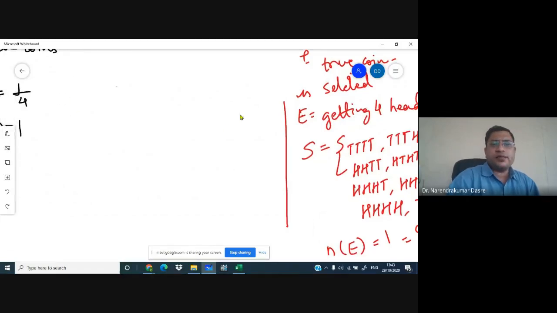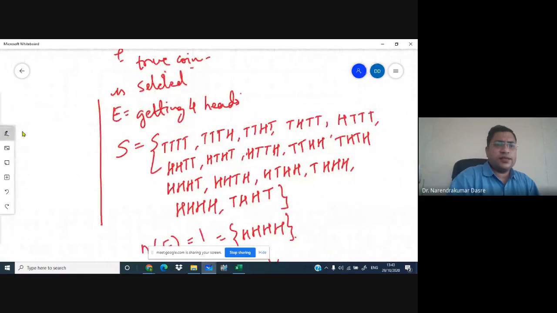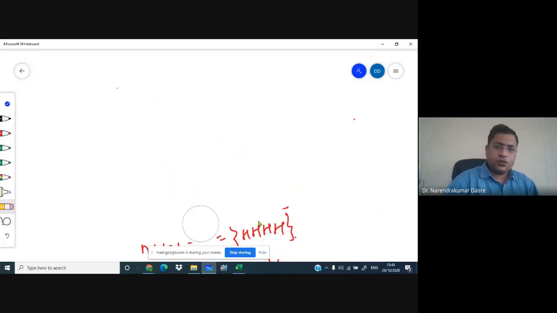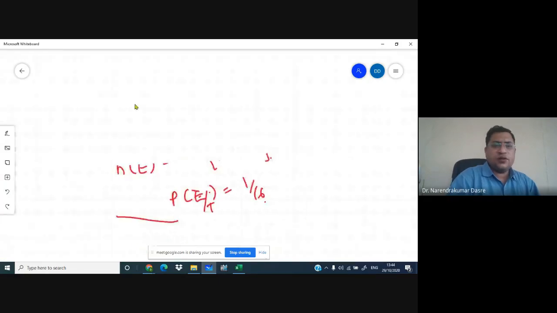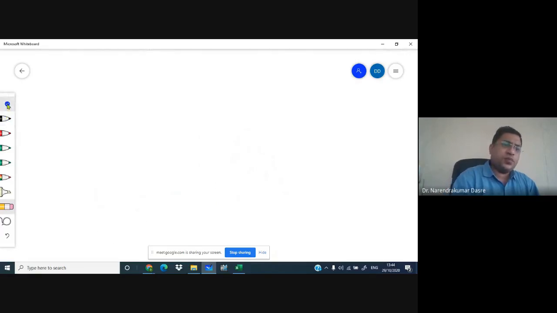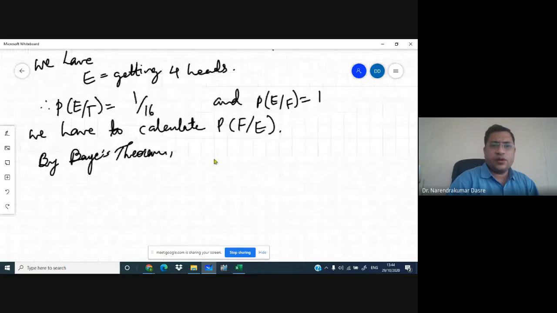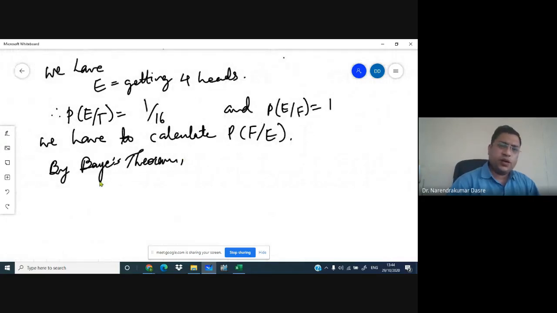The probabilities when the true coin is selected and the false coin is selected. And so this is our four. And we'll come back to our example. Okay. So here we got these two probabilities. Now, by Bayes theorem, we want to find out the probability of the false coin when we get 4 heads.